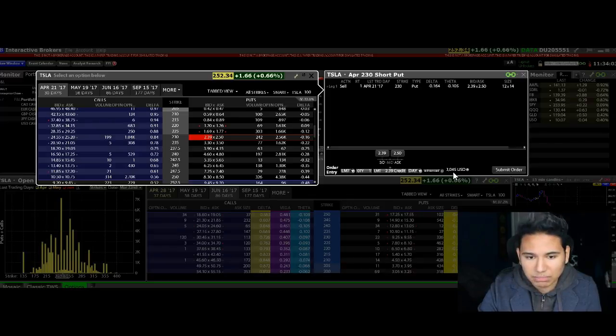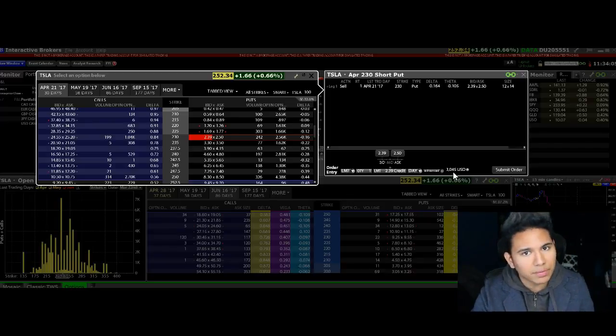Again, essentially for a lot of people, they think of it as free money because they're saying, well, I want to buy Tesla at 230 anyway, rather than wait for it and put a limit order. I'll sell a put and I'll get paid on the time while Tesla gets there, if it ever does. And if it doesn't, it expires worthless. You keep the premium and life goes on.